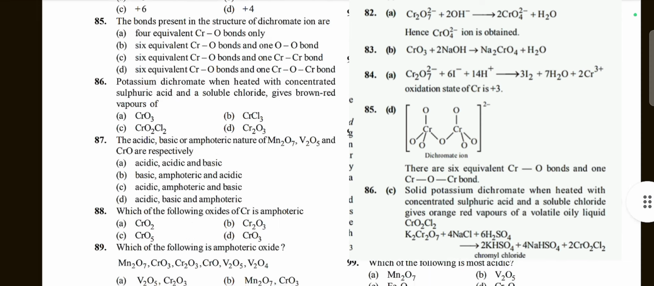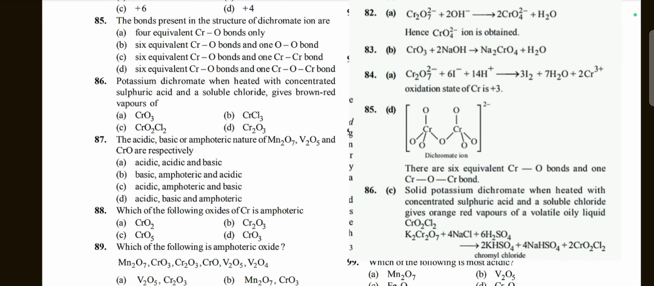The bonds present in the structure of dichromate ion are... So here is the structure of dichromate ion. There are 6 equivalent Cr-O bonds and 1 Cr-O-Cr bond. Option D will be the answer.